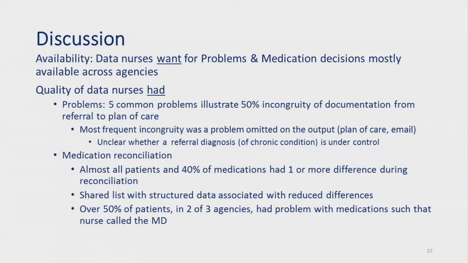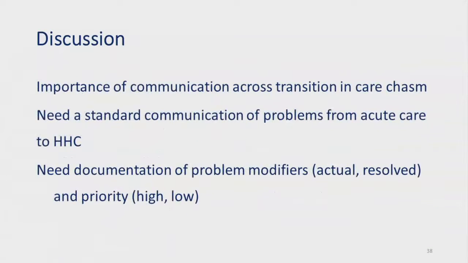We also, in terms of medication reconciliation quality of the data, found almost all the patients and 40% of the medications had one or more difference during reconciliation. However, those observations that had a shared medication list with structured data were associated with reduced differences between input and output. And we also saw that over half the patients in 2 of the 3 agencies had problems with medications such that the nurse called the physician. So this shows the importance of communication across the transition and care chasm and the need for a standard communication of problems from acute care to home care, and the need for the documentation of problem modifiers such as whether the problem is actual or resolved and whether it's high or low priority.